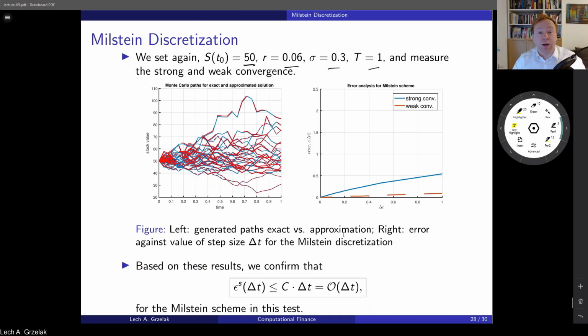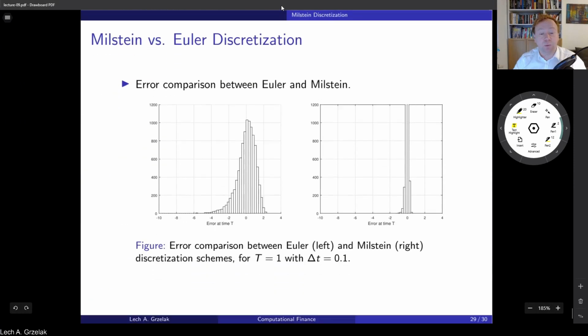Let us go back to the slides. I have prepared one more slide, where we compare errors for a given maturity time t between the Milstein and Euler schemes. On the left-hand side, we can see the error that we have for each individual path, looking at the differences between vectors for exact versus Euler. This is the distribution of error that we can see. And on the right-hand side, we have the same distribution, but for the Milstein scheme.